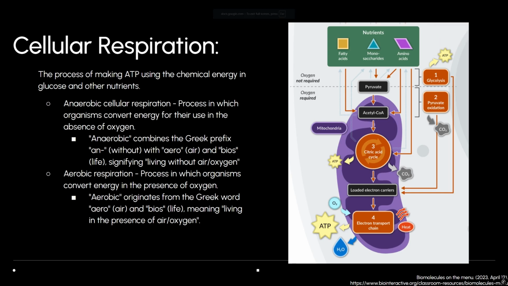Cellular respiration is the process of making ATP using glucose and other nutrients. Cellular respiration can be either anaerobic, without oxygen, or aerobic, with oxygen. Glycolysis is the only step in cellular respiration that is anaerobic. Pyruvate oxidation, the citric acid cycle, and oxidative phosphorylation all require oxygen and are therefore aerobic.